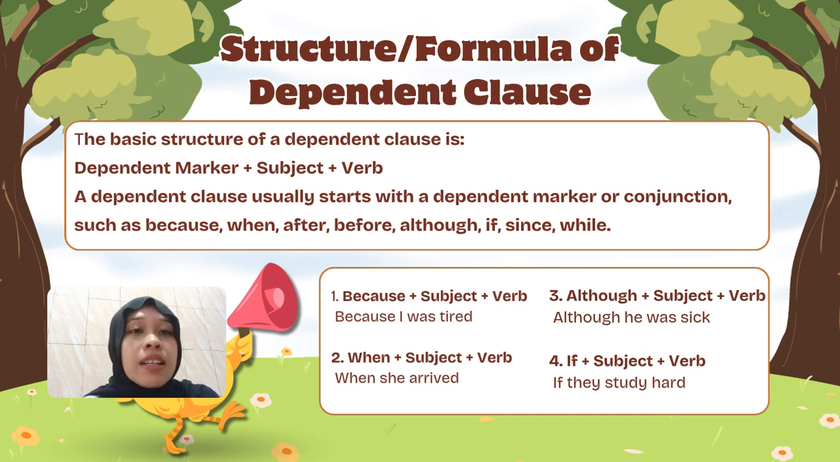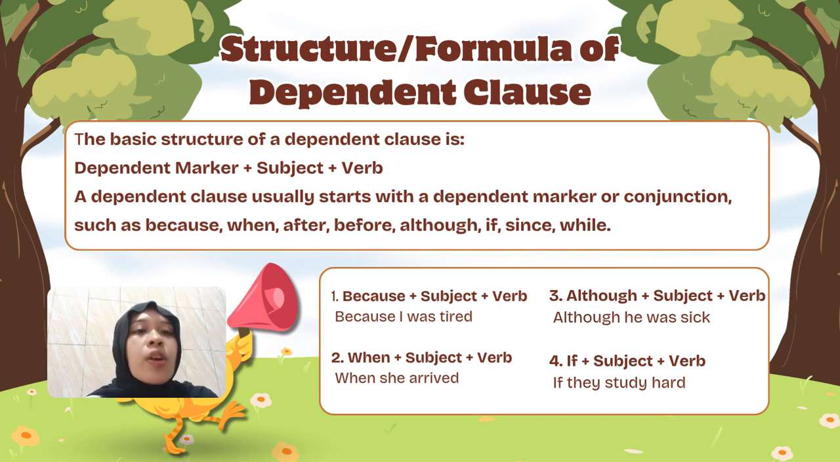When is the dependent marker, she is the subject, and arrive is the verb. The third example is although he was sick. Although is the dependent marker, he is the subject, and was sick is the verb or predicate. The fourth example is if they study hard. If is the dependent marker, they is the subject, and study is the verb.